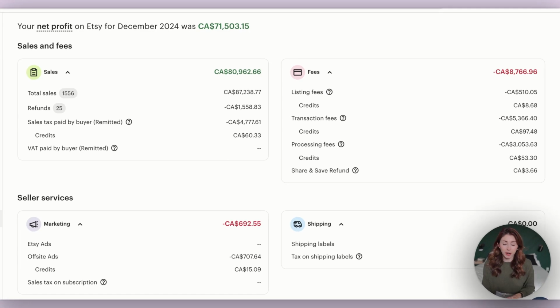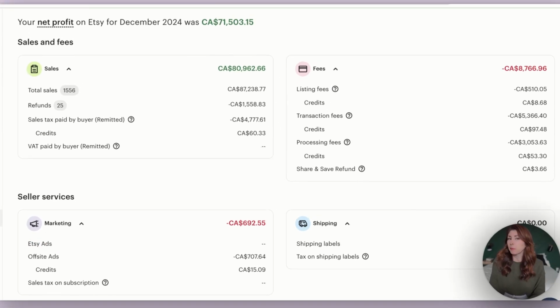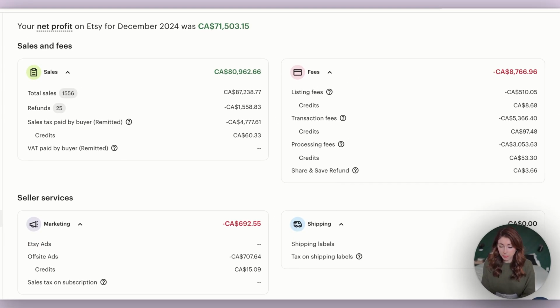Canadian. In my storefront, I did have quite a bit of refunds because there were some issues. This year, there's always extra Q4 issues. I did not spend any money on Etsy ads. I rarely turn on Etsy ads because I don't really find them profitable for my store. So most of my marketing fees were the forced off-site ads, which was $707.